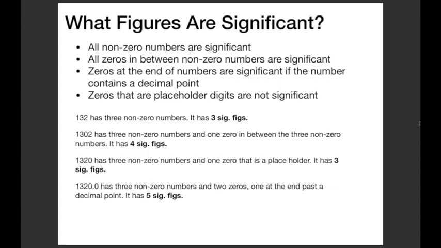1,320.0 has 3 non-zero numbers and 2 zeros. One of those is at the end past the decimal point. It therefore has 5 significant figures. Finally, 0.0132 has 3 non-zero numbers and 2 zeros that are simply placeholders. It therefore has 3 significant figures.